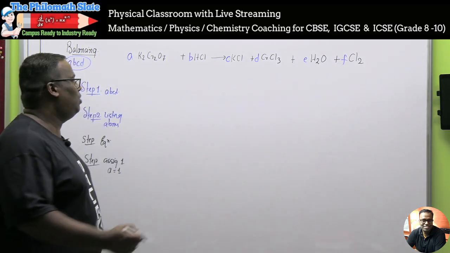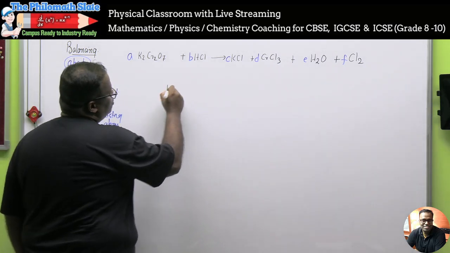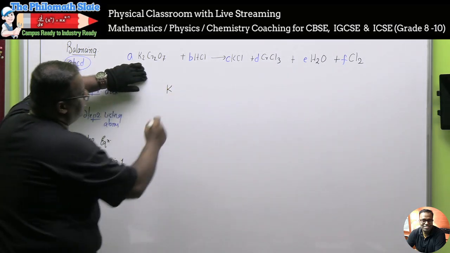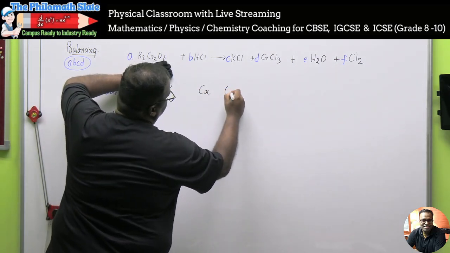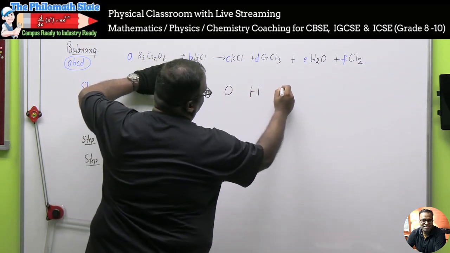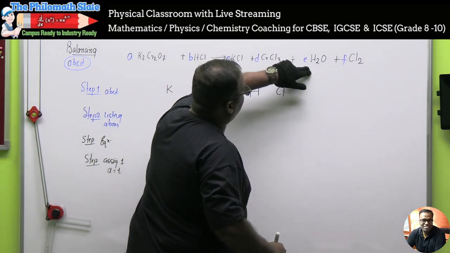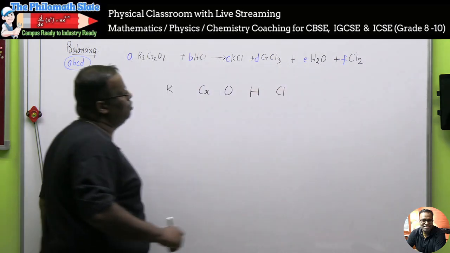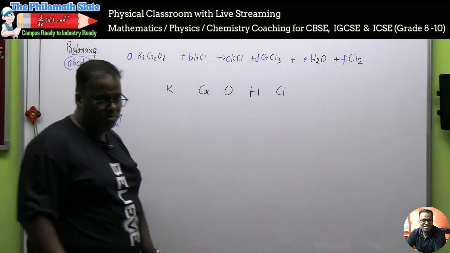Fine. Now our next step will be to list the atoms. I see a potassium, so I start from here. I see a potassium. I see a chromium. I see oxygen. I see hydrogen. I see chlorine. Then potassium, chlorine, chromium, chlorine, hydrogen, oxygen, chlorine. No more new factors. Just check, once everyone is done.